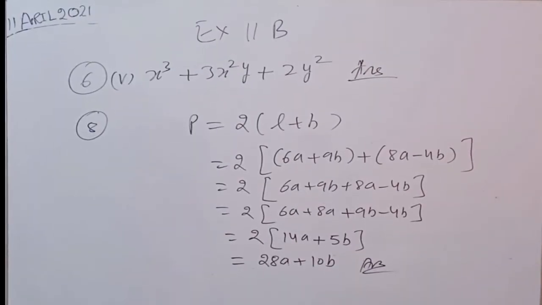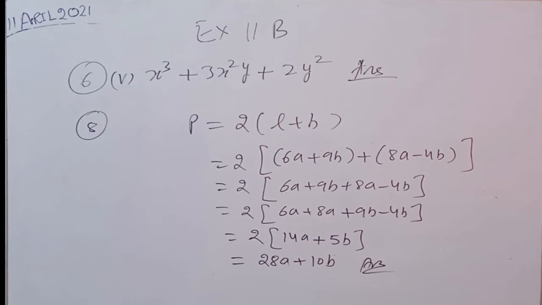Children, I am taking question number 6, fifth part, in which we have to find the sum. Children, we know in the fifth part all the terms are unlike terms: x cube, 3x square y and 2y square. Because they are unlike, we will write the sum as it is given. So the answer will be x cube plus 3x square y plus 2y square.